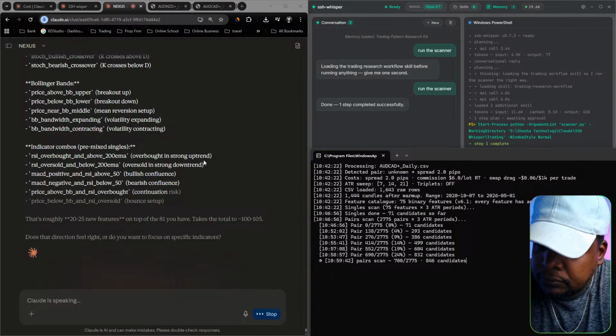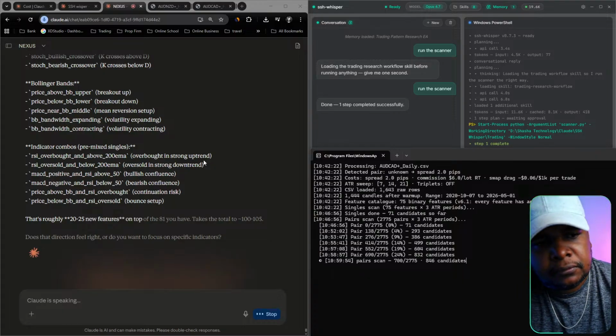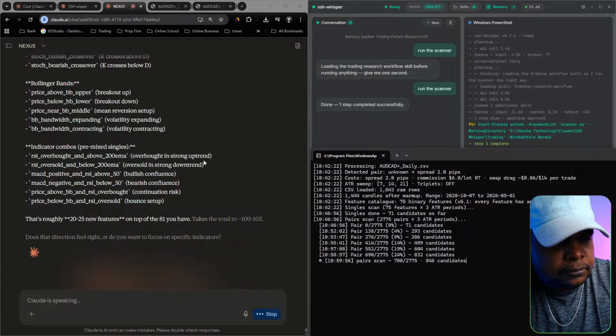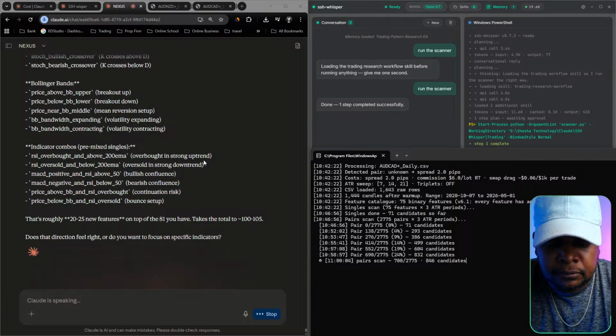Price above BB and RSI overbought: continuation risk. Price below BB and RSI oversold: bounce setup. That's roughly 20-25 new features on top of the 81 you have, which takes the total to 100, 105. Does that direction feel right, or do you want to focus on specific indicators?